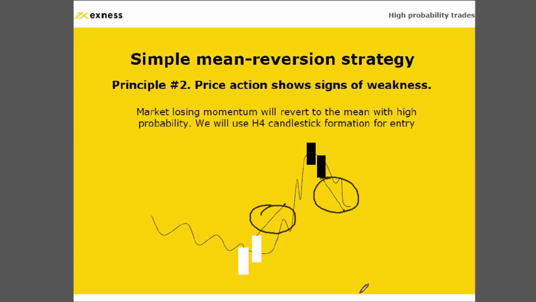If there is no big time frame involved, if there is no big buyer or seller involved, price would likely get back to the average.